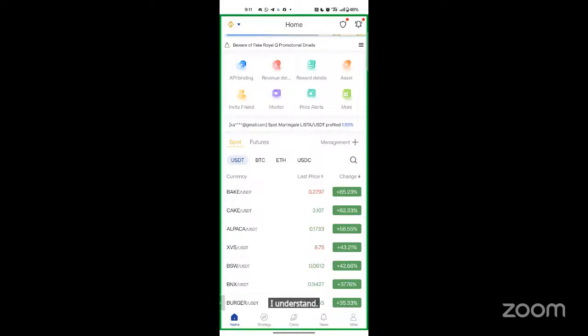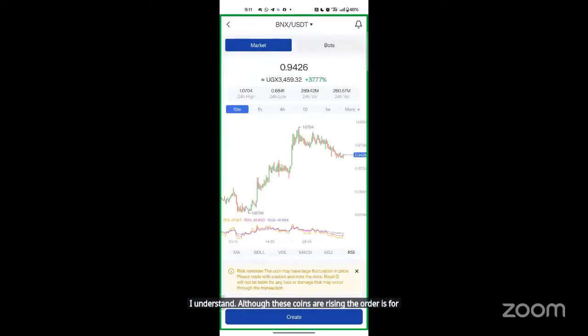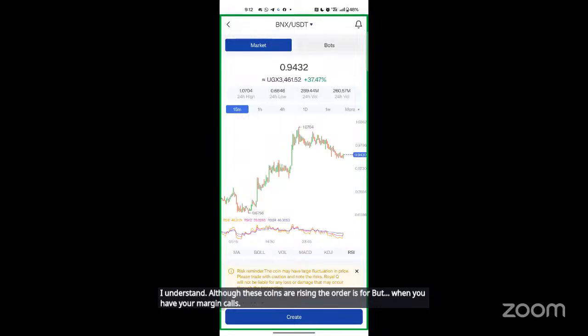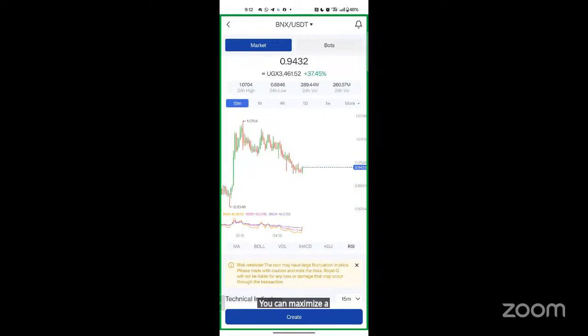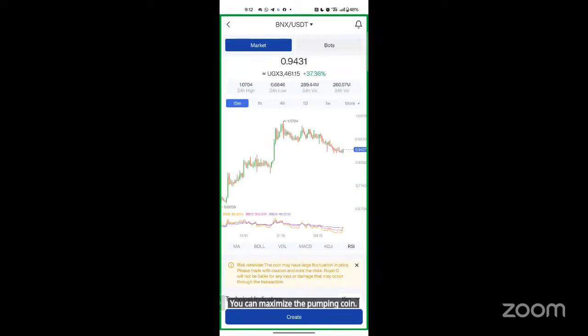Understand that although these coins are rising, they will always fall. But when you have your margin calls, you can maximize a pumping coin, as long as you have margin calls. Margin calls will be key. The business is in margin calls. Protect your capital, but you want the AI margin call.